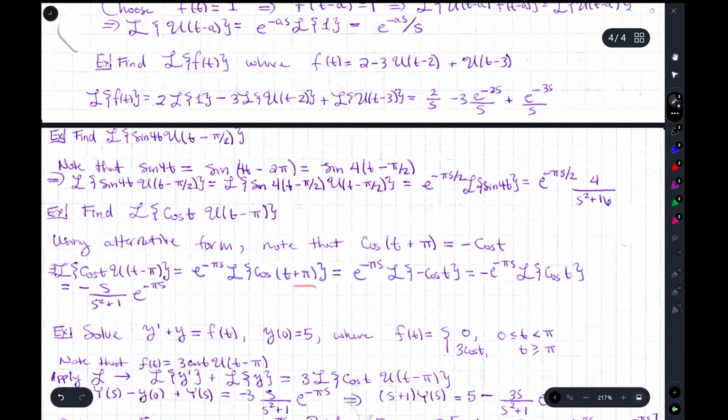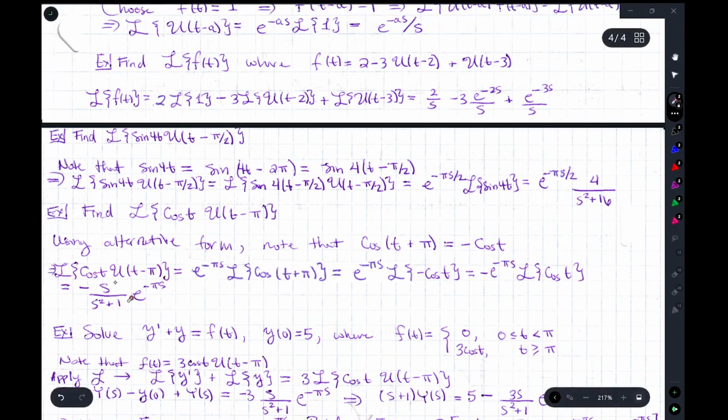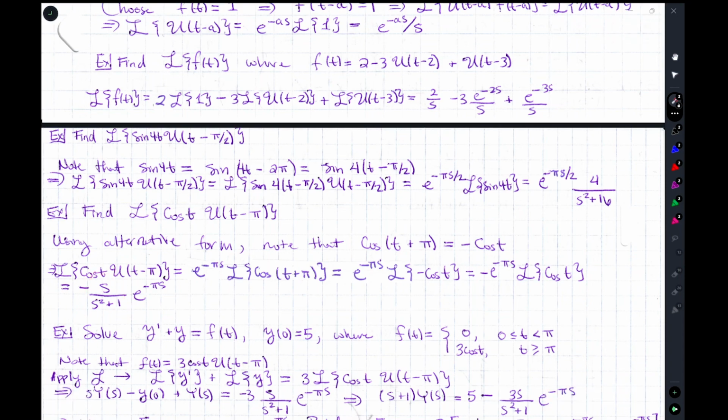And what is cosine t plus pi? Okay, it is negative cosine t. And so that's straightforward to take the Laplace transform of. We could take out the minus sign due to linearity, and we know the Laplace transform of this, so we get this result right here, okay? This here is the Laplace transform of cosine t.